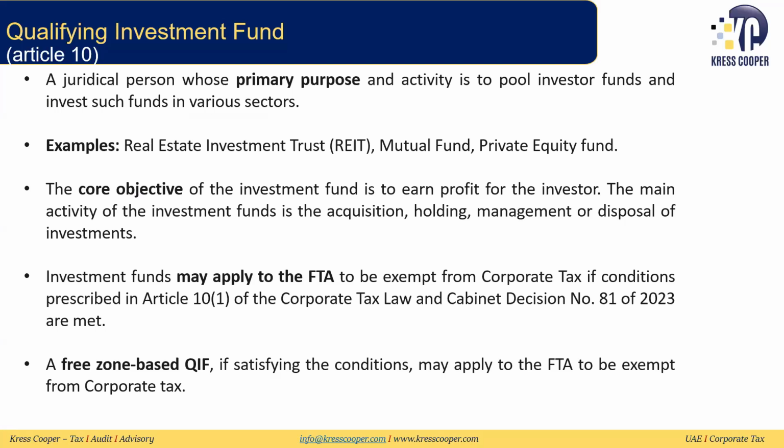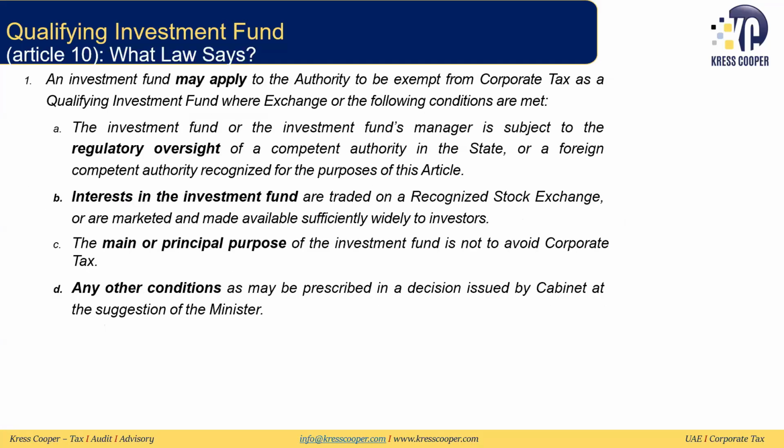Investment funds have to apply to the FTA, like we discussed in the earlier slide. They do not get automatic exemption. So if all the conditions that have been prescribed are being met, then the FTA will allow them to have this exemption. Now, a free zone based qualifying investment fund, if it's also meeting the conditions, can also apply to the FTA to be exempt from corporate tax. Now, what are the conditions that we keep talking about? The conditions are given in Article 10.